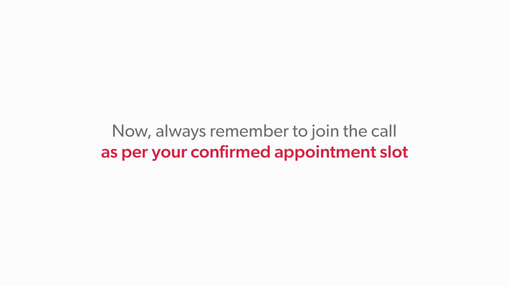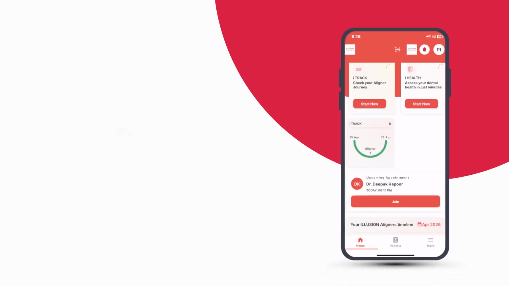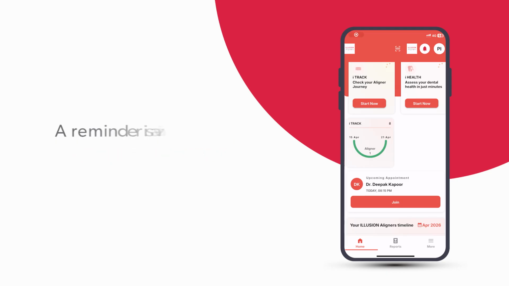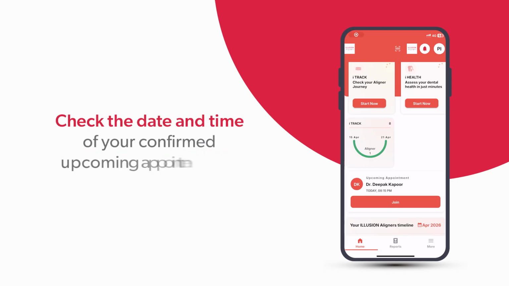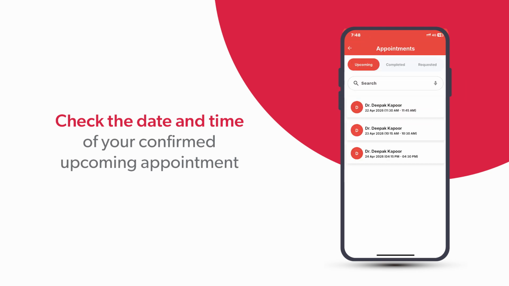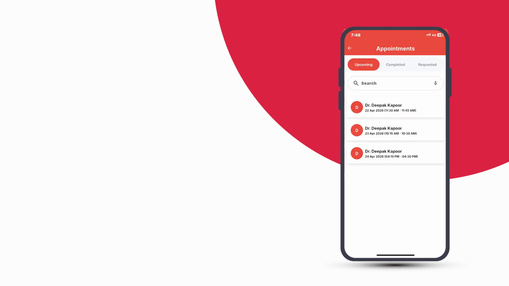Now, always remember to join the call as per your confirmed appointment slot. For your assistance, a reminder will be displayed on the home page of the app. Alternatively, if you wish to check the date and time of your confirmed upcoming appointment, click on More, present at the bottom right corner, click on Appointments. Here, you will be able to see your upcoming appointments with the dentist.